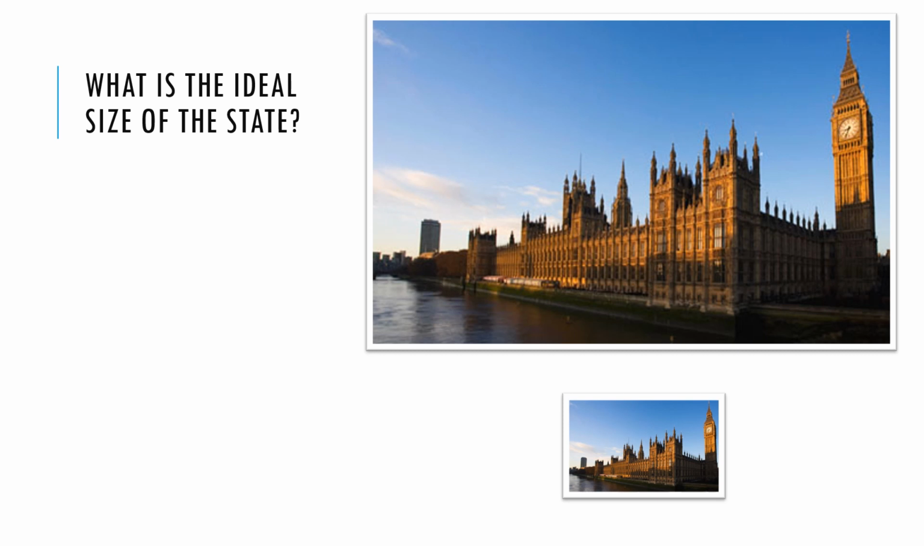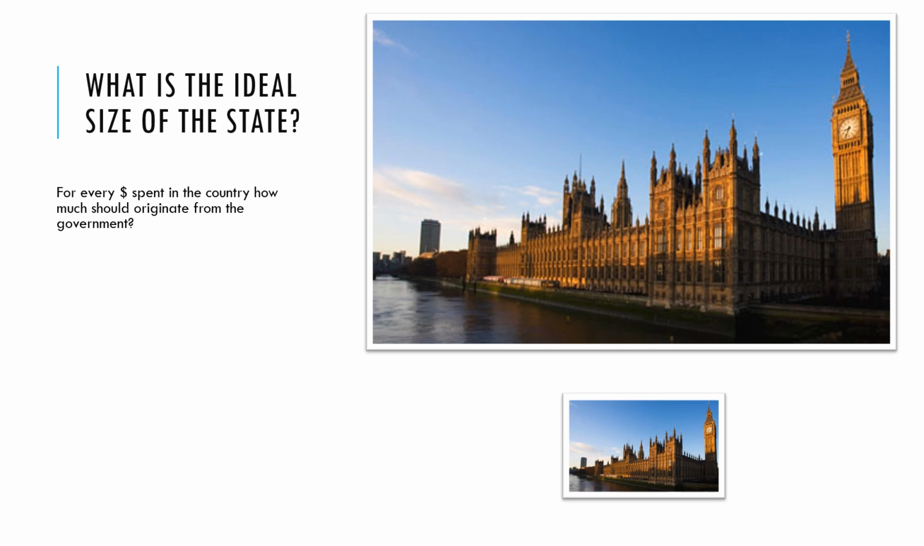So now we can start to look at this question: what is the ideal size of the state? Should the government have a very large active role? Should there be a lot of public expenditure? Or should the state actually be quite small, with quite low levels of public expenditure? Another way of asking this question is: for every dollar, pound or euro spent in a country, how much of that should originate from the government?